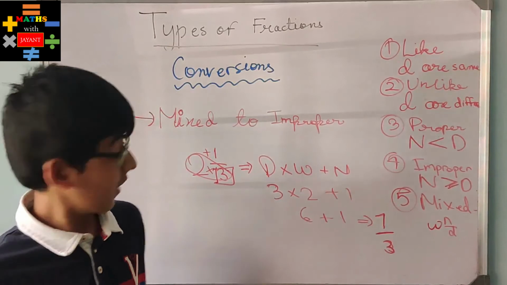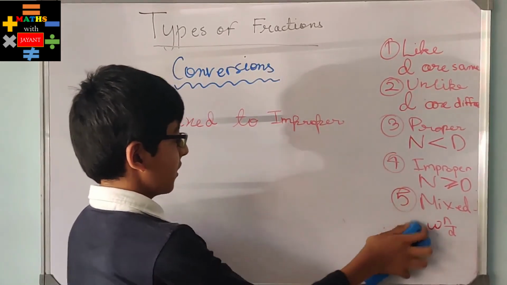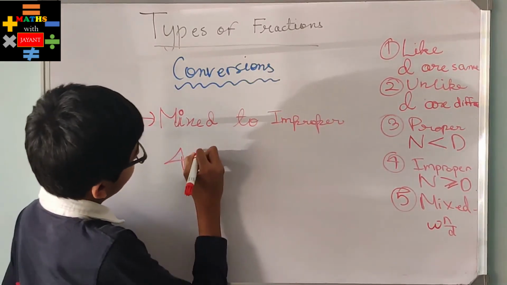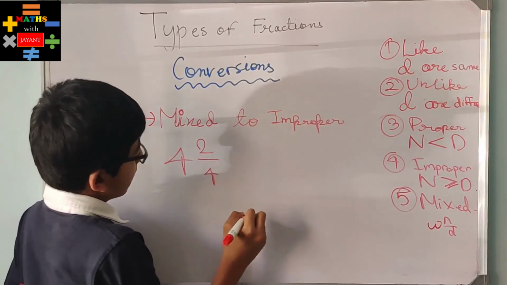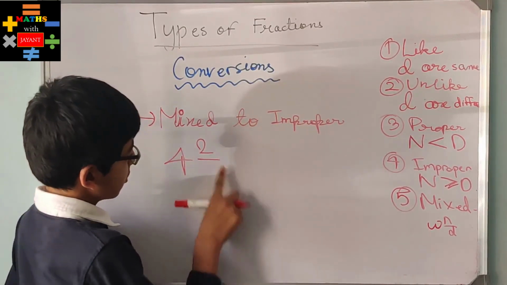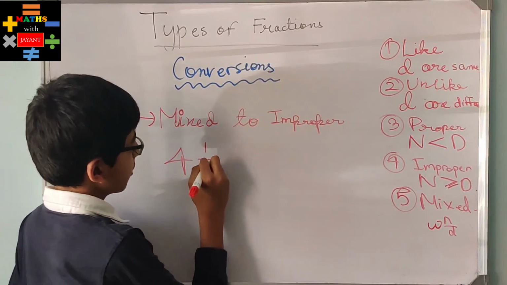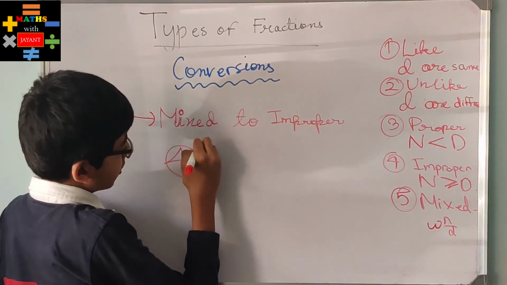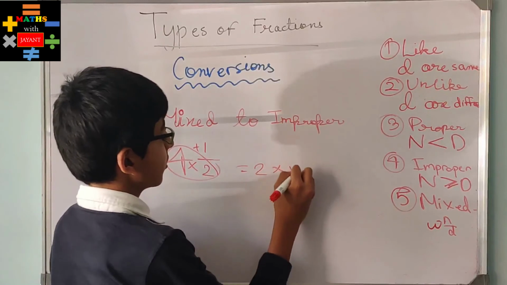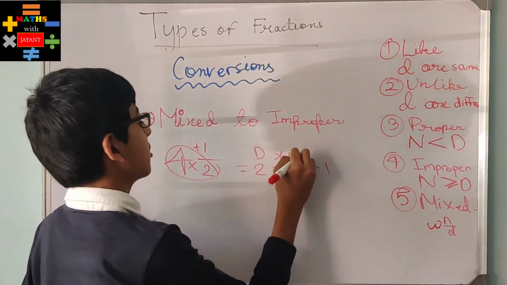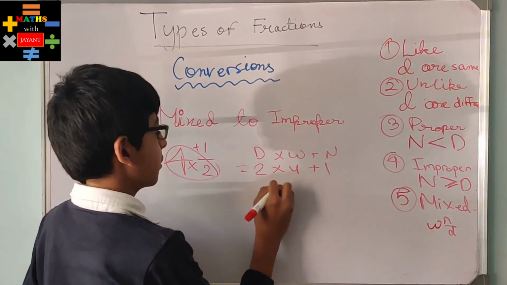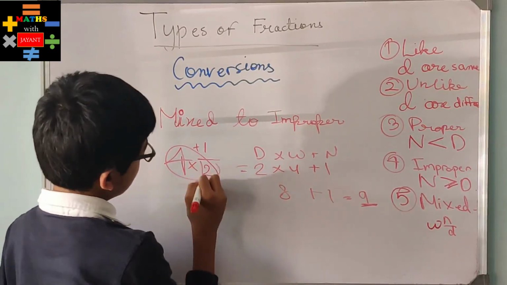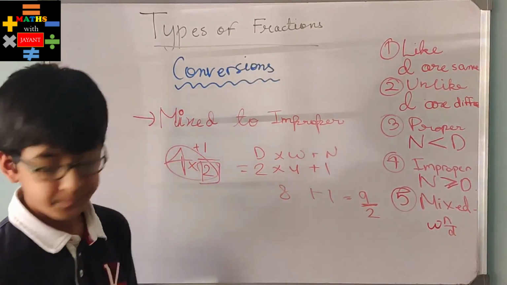Let us take another example. Let us take 4 2 by 4. Now 2 by 4 can be simplified to 1 by 2. So 4 2 by 4 is going to be the same as 4 1 by 2. And now let us solve it. We are going to do 2 into 4 plus 1. The denominator into whole number plus numerator. 2 into 4 is 8 plus 1 is 9. What's the denominator? Going to be 2.